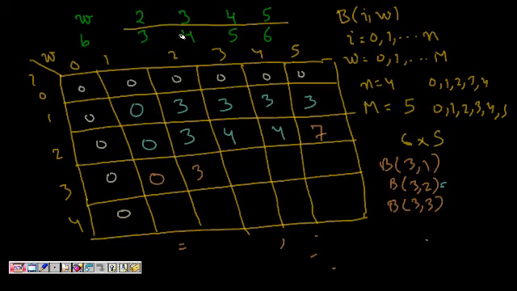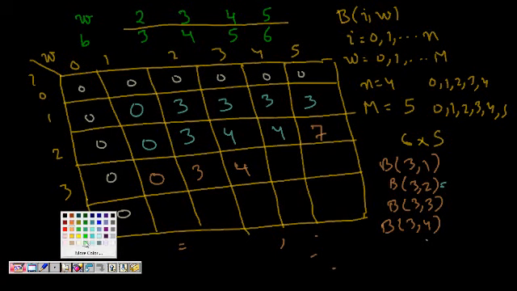B of 3 comma 3, so now I can take up to 3 items, but the maximum weight should be 3. So I can choose from among these two, so I will choose the second item and maximum benefit will be 4. B of 3 comma 4, so now let's see B of 3 comma 4. So let's try to calculate this value.